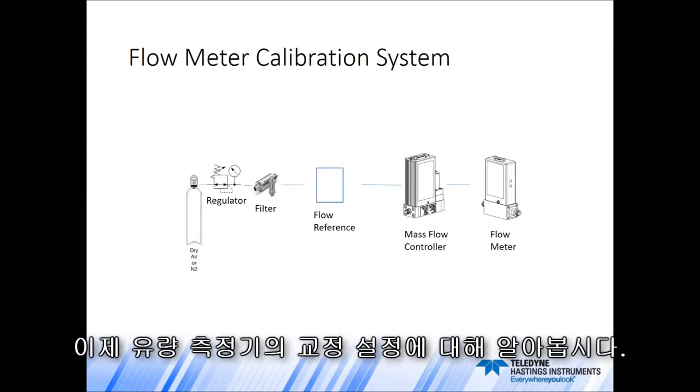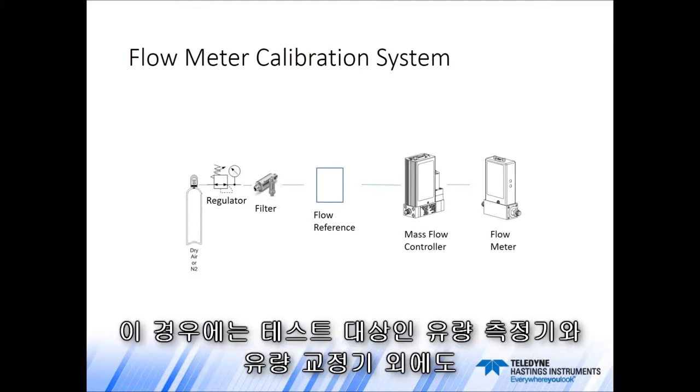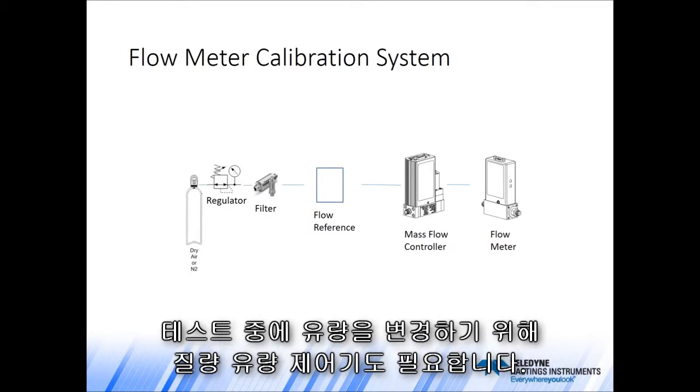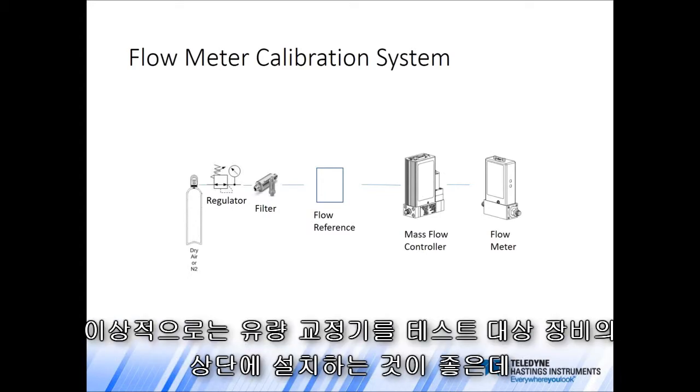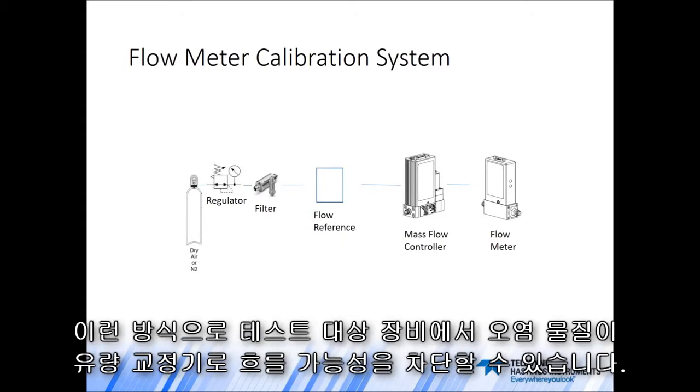So let's look at the setup for calibrating a flow meter. In this case, in addition to the flow meter under test and the flow reference, you will also need a mass flow controller to change the flow rate during the test. The same comments regarding pressures apply again. Now, ideally, we'd like to have the flow reference upstream of the unit under test. That way, any contamination that might be coming from the unit under test does not contaminate the flow reference.